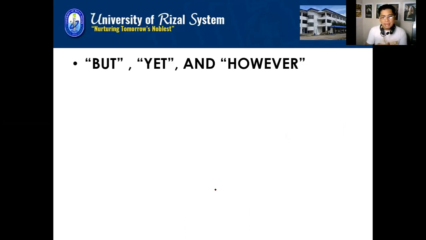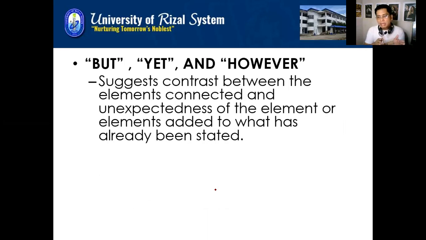So, but, yet, and however all function similarly. If the function of "and" and "moreover" is to add information, the function of but, yet, and however is to show contrast between the elements connected, and the unexpectedness of the element or elements added to what has already been stated.